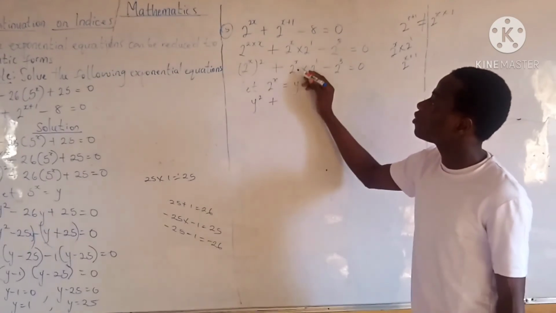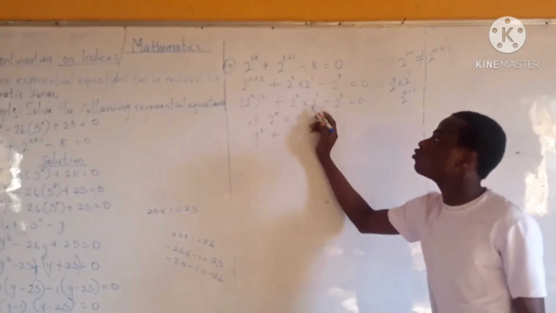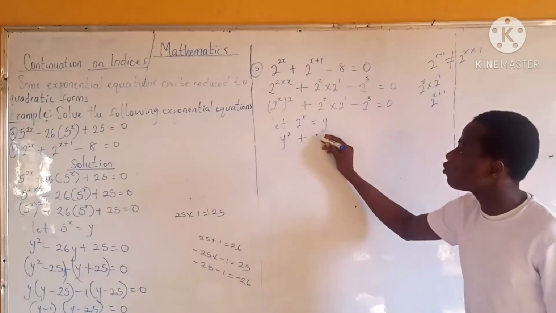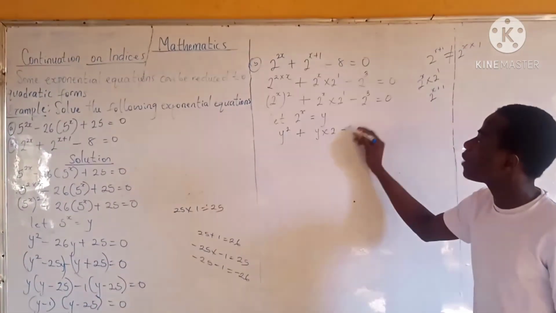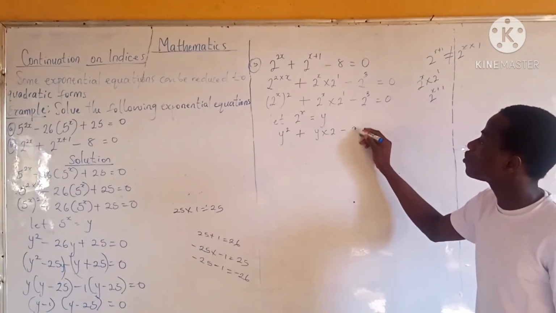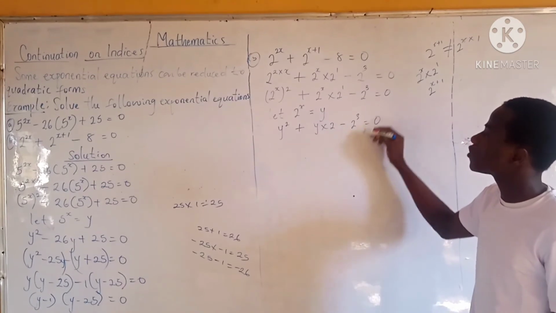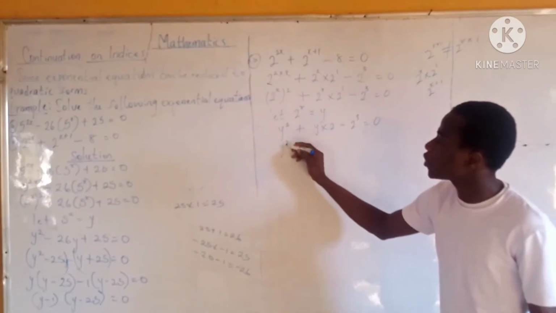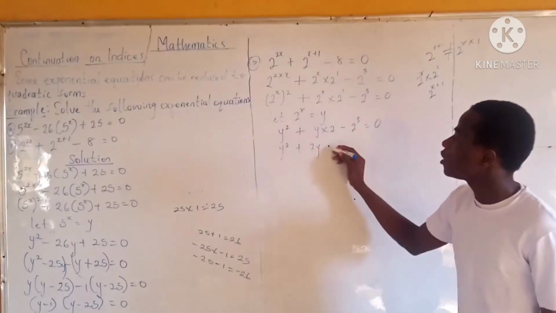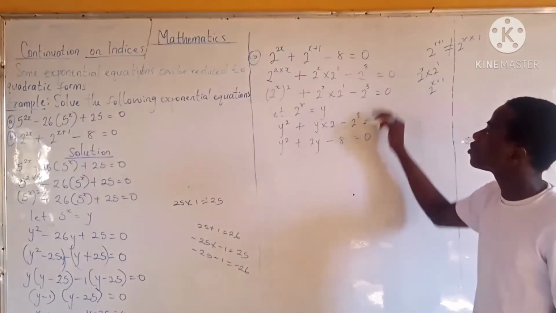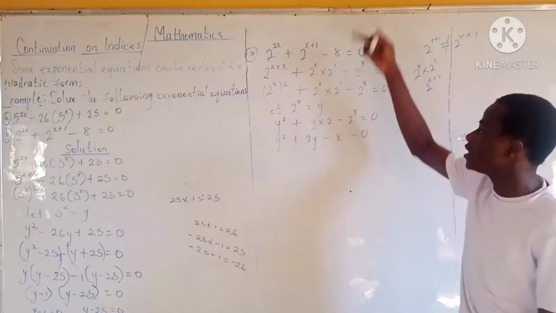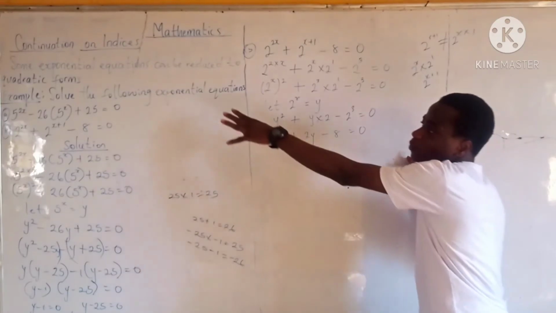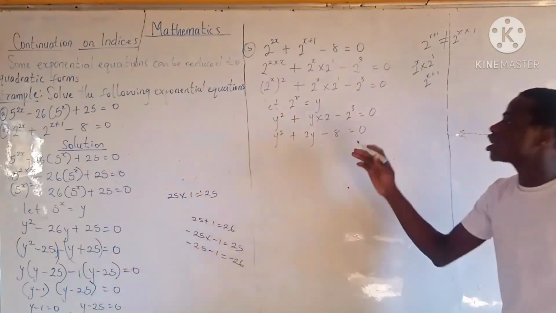That's 2y. This one becomes y, then y times 2 will give us 2y. Let's take y times 2 minus 2 raised to power 3 equals 0. Then this one becomes y squared plus 2y, then minus 8 equals 0. This 2 raised to power 3 can go back to that 8. So this is now an exponential equation. Let's look for y.